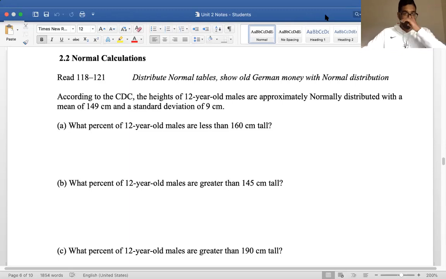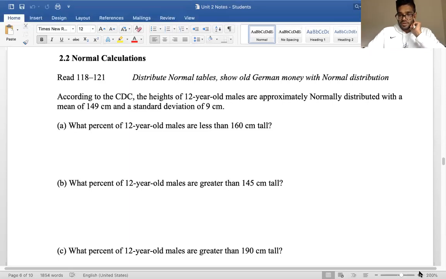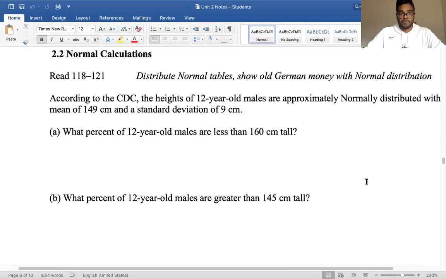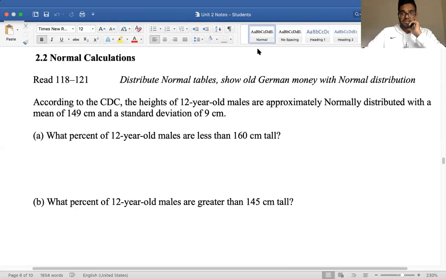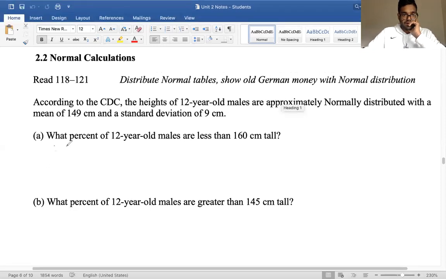According to the CDC, the height of 12-year-old males is approximately normal with a mean of 149 and a standard deviation of 9. So what percentage of 12-year-old males are less than 160 centimeters tall? If I'm doing this problem, remember we had that z-score equation. z equals x, which is your individual value, the thing that you're looking at, minus the mean mu, over the standard deviation.